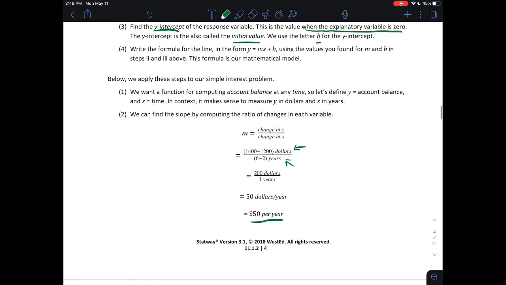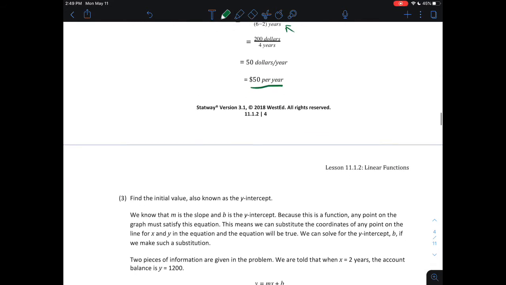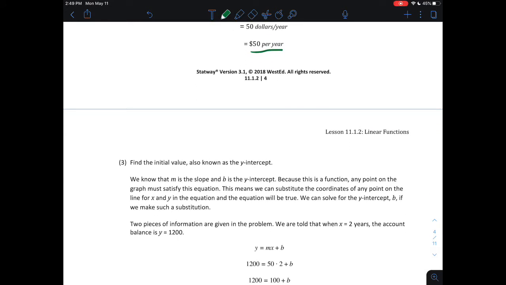So now continuing on to the next page, step 3. Find the initial value, also known as the y-intercept. We know that m is the slope and b is the y-intercept. Because this is a function, any point on the graph must satisfy this equation. This means we can substitute the coordinates of any point on the line for x and y in the equation, and the equation will be true. We can solve for the y-intercept b if we make such a substitution.